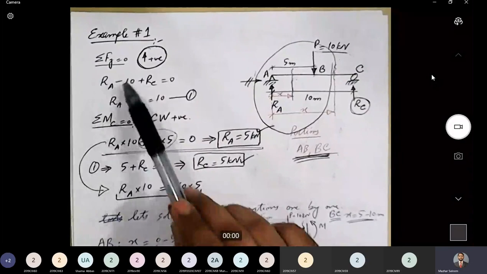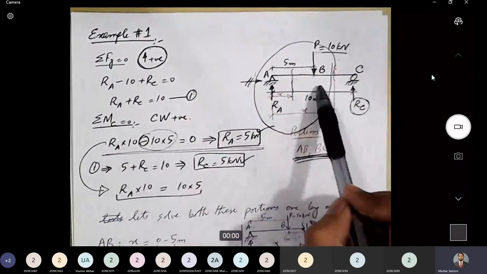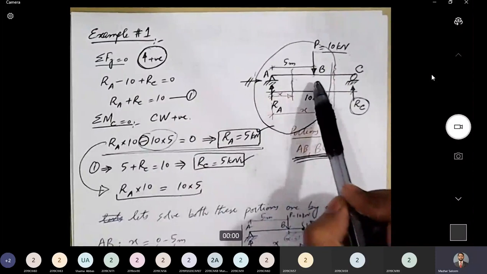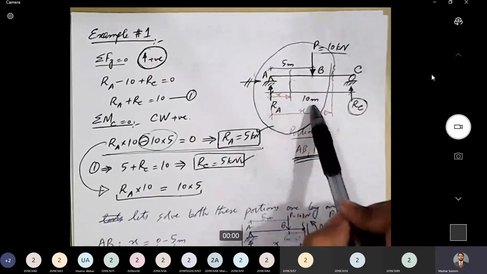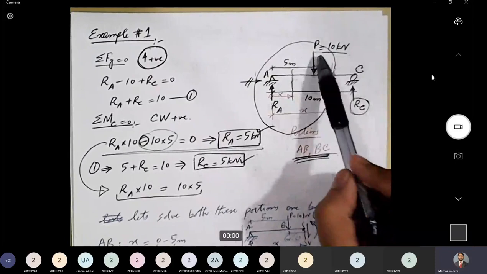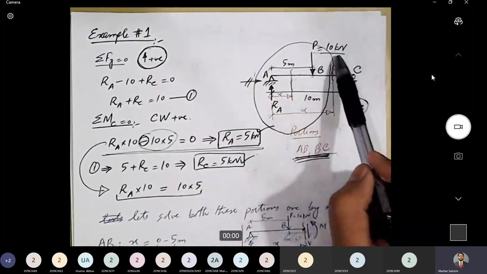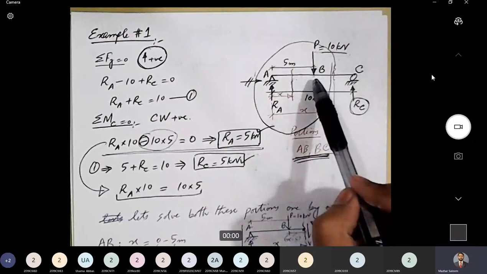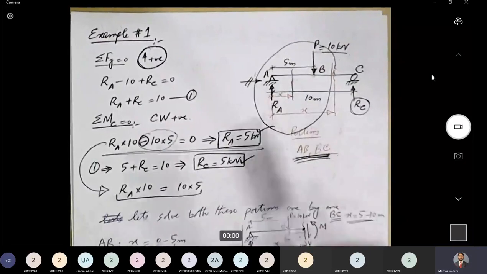So this is our example number one, and in this problem we have a simply supported beam subjected to a single point load at point B. Span of the beam is 10 meters, and the point load acting is of magnitude 10 kilonewton. The location of the load is at mid-span, 5 meters from support A.